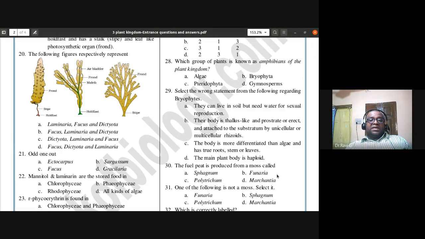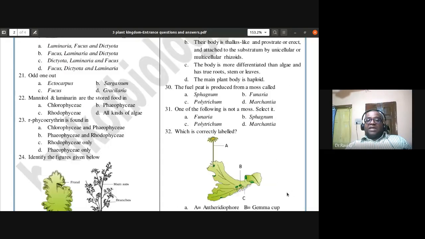Sphagnum is the answer. One of the following is not a moss. Funaria, Sphagnum, Polytrichum are all mosses. Marchantia comes under the Hepaticopsida. So 31st, D is not a moss. Marchantia is not a Bryopsida, neither is it a moss. So which is correctly labeled?